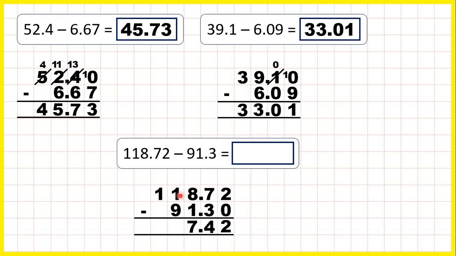We can't do 1 minus 9, so we go to the left, one less, one in front. 11 minus 9 is 2, and 0 minus nothing is 0. That gives us 27.42.